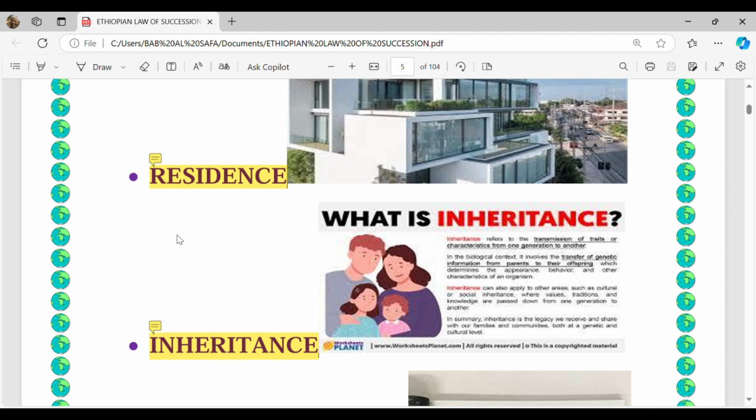The other one is residence. When we say residence, we are talking about the place where one actually lives. To have a better understanding of residence, to differentiate it from domicile, it is better to refer to the civil code.